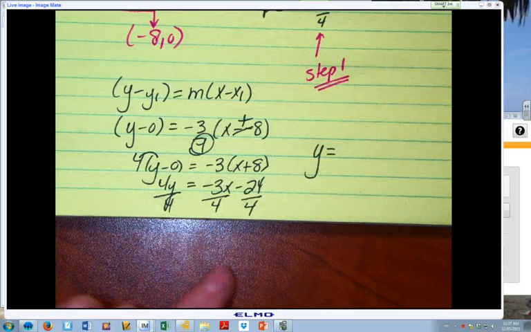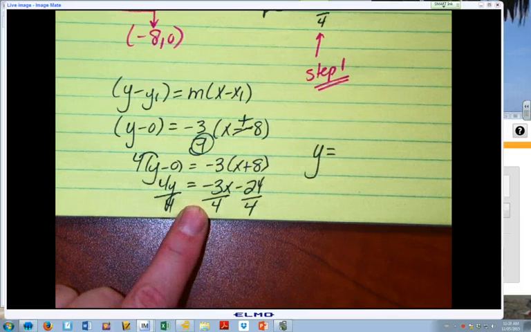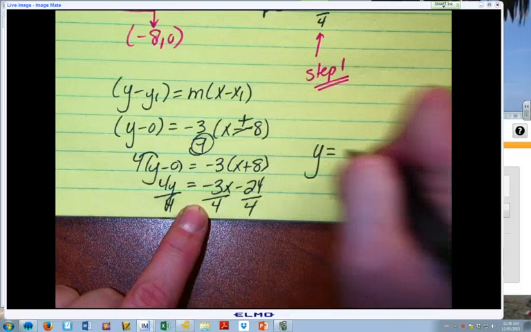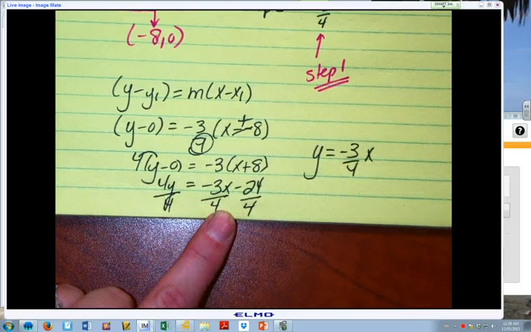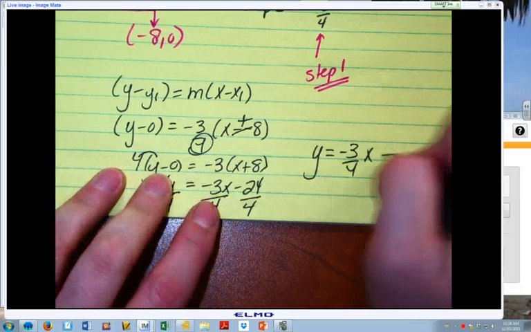It could be, yeah, sometimes. It's generally not, but you would just divide by the negative, so just take it with it. Can I reduce negative 3/4? Nope, so we just leave it as it is. Can I reduce negative 24 over 4? Yes. Minus 6.